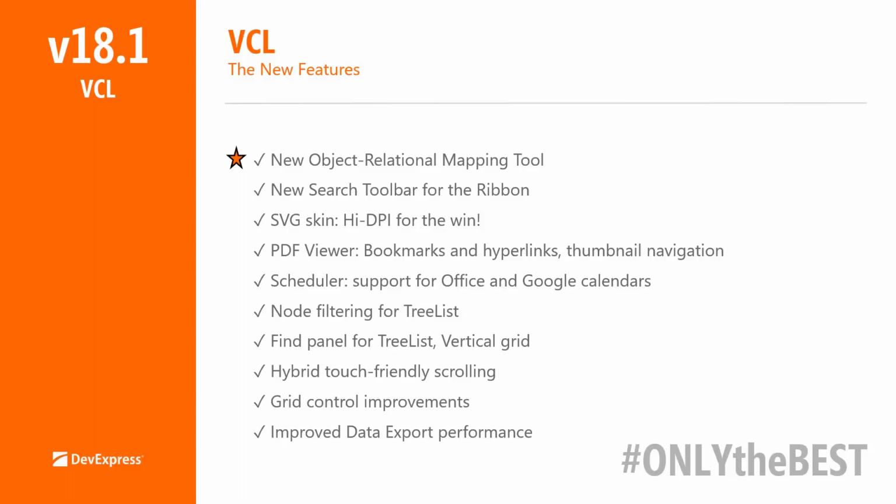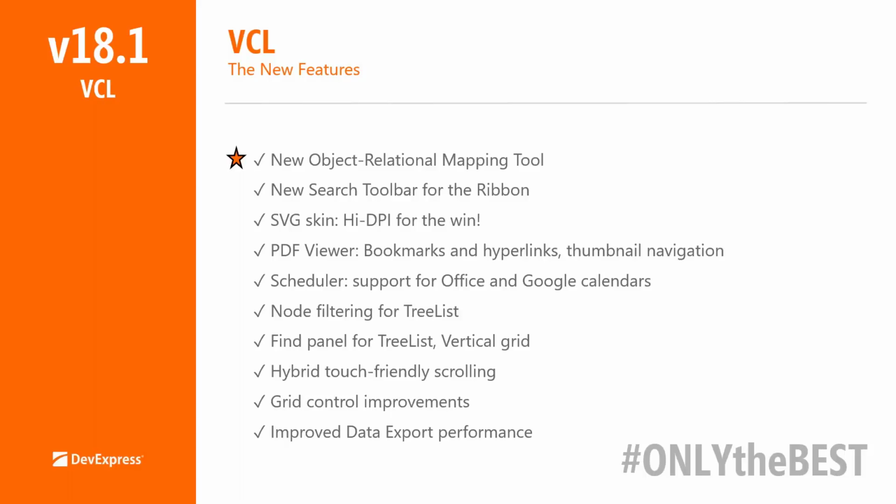Can't remember now, 95. Next up, PDF viewer, support for bookmarks and hyperlinks, as well as navigation through your document by clicking on page thumbnails. And now for a fun one, this is going to be a fun one to demo today: our scheduler control gains a storage component that maps to either your Microsoft Office calendar, that's Outlook, or your Google Calendar. You can create, display, modify, delete appointments on those calendars through this storage component attached to our scheduler control.